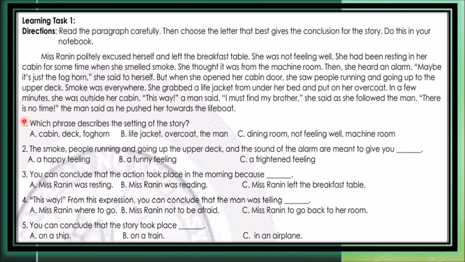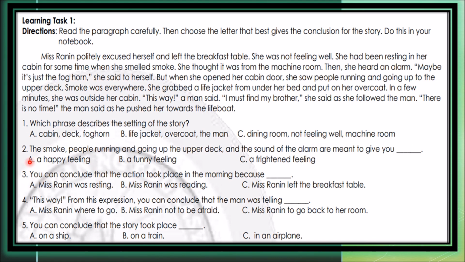So the first question, up to 5 questions, let us read all together. Which phrase describes the setting of the story? A. Cabin, deck, or foghorn. B. Life jacket, overcoat, the man. C. Dining room, not feeling well, machine room.